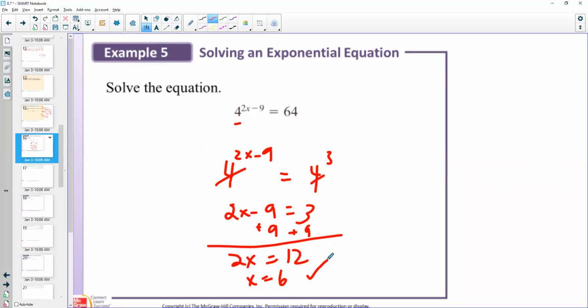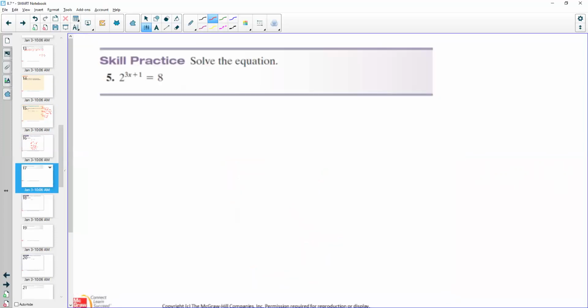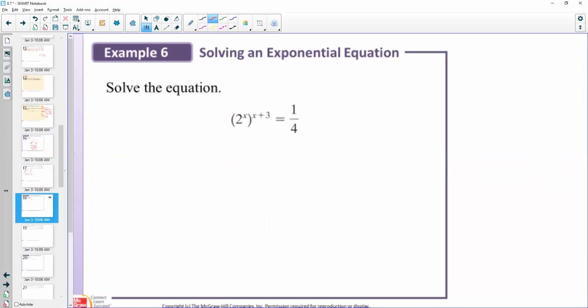All works out. Okay, try this one. This one is 2 to the 3x plus 1. And then I need to say to myself, is there any way to rewrite 8 with a power of 2? Well, yeah, 2 to the third, right? So then I can solve 3x plus 1 equals 3. Not a big deal.